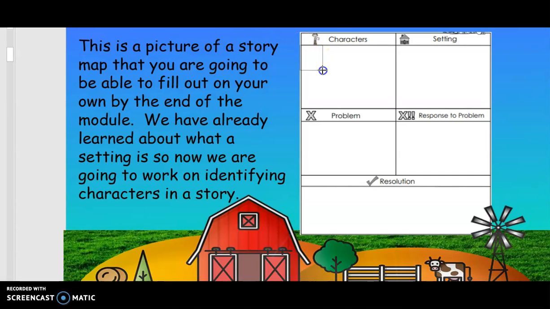I know you guys can probably tell me the characters in this story, so I'm actually going to give you a little bit of a challenge. I know you can do more than just tell me who they were, so we're going to look for some text evidence to describe these characters.